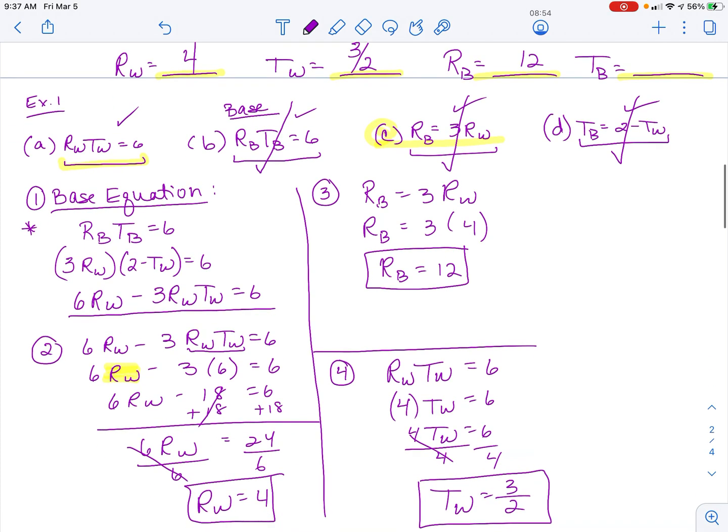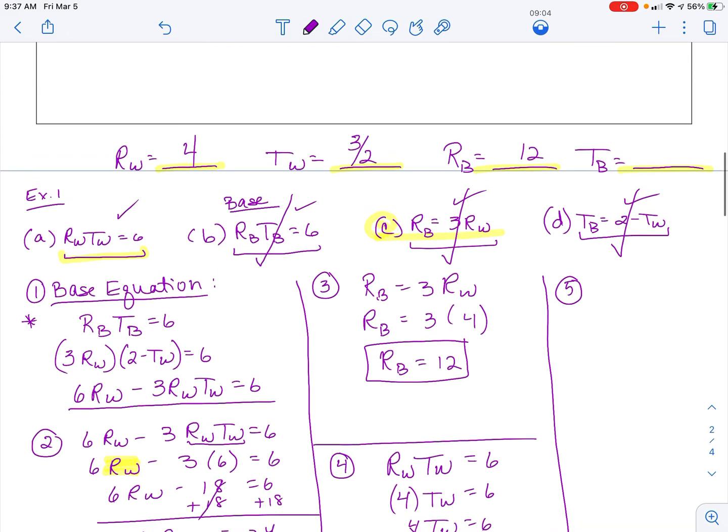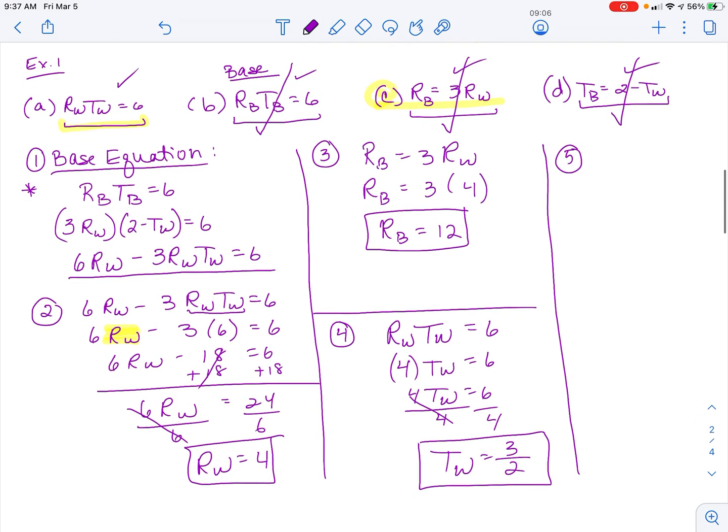And then lastly, we have one more variable to solve for. So I'm going to write one more little column over here for number 5. Number 5, we're going to try to solve for the last one, which is TB. And so you ask yourself, well, where do I see TB? I have it in a couple of places up here, don't I? I have it in B and I have it in D. So I suppose it doesn't really matter which one we choose, but I'm going to go ahead and choose letter B.